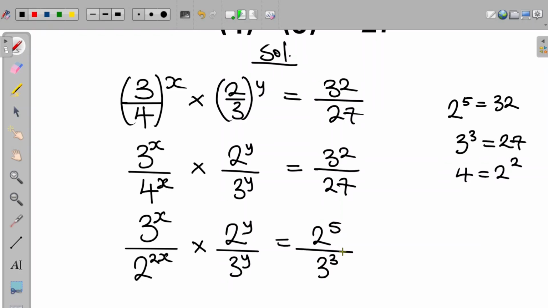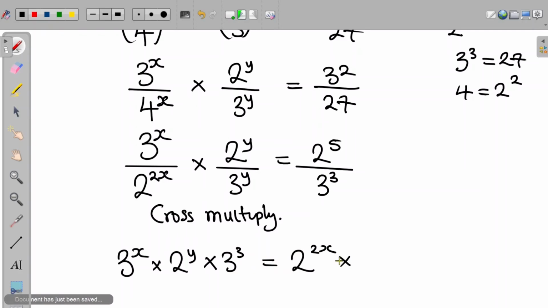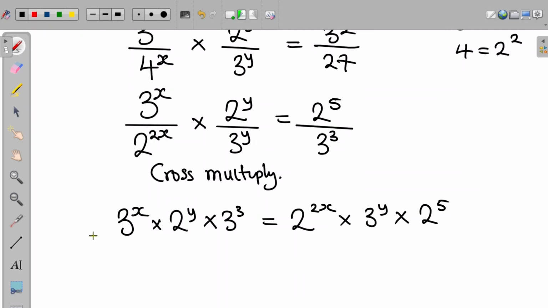Now, the next step here is that we have to cross multiply. So this becomes 3^x multiplied by 2^y times 3^3 is equal to 2^(2x) times 3^y times 2^5. So at this point, we can simplify.